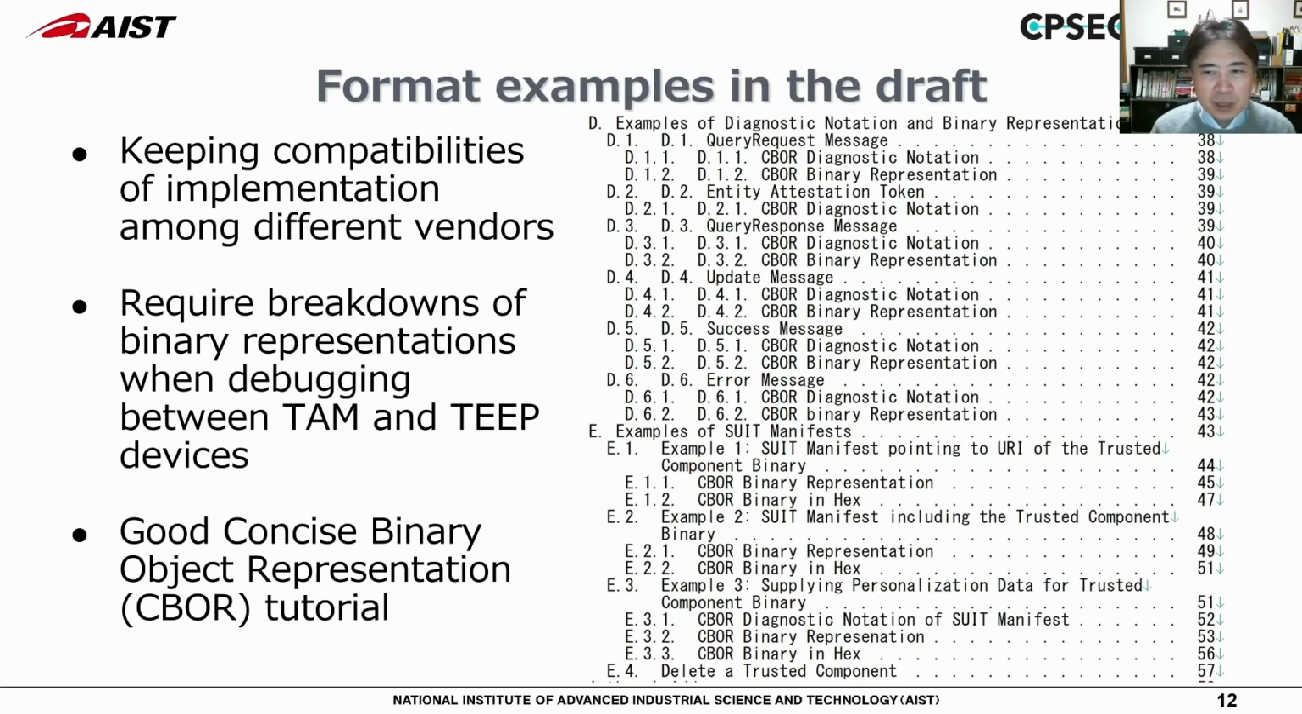A large portion of the TEEP message and also the SUIT manifest draft consists of many examples of CBOR. It's very important because TEEP devices and TAM servers are all going to be implemented by different companies. Without the examples and the draft, it will be very difficult to keep compatibility. When implementing the devices or TAM server, if the interaction between TAM and TEEP device does not behave as expected, you need to debug it, and without having examples, it's difficult to debug.